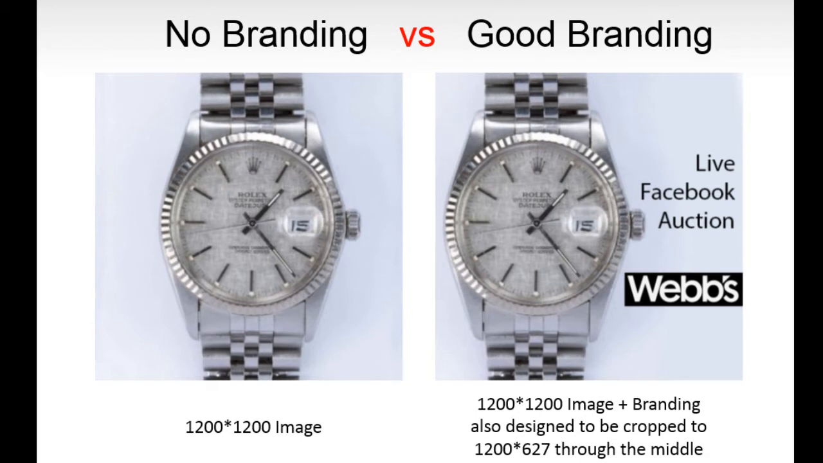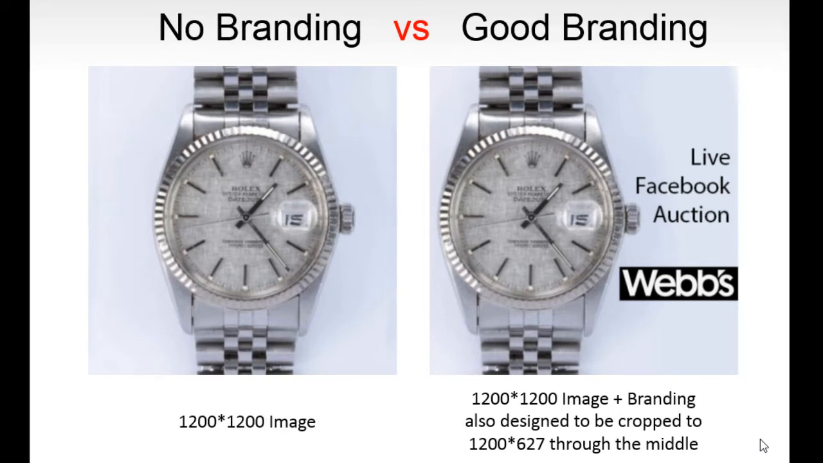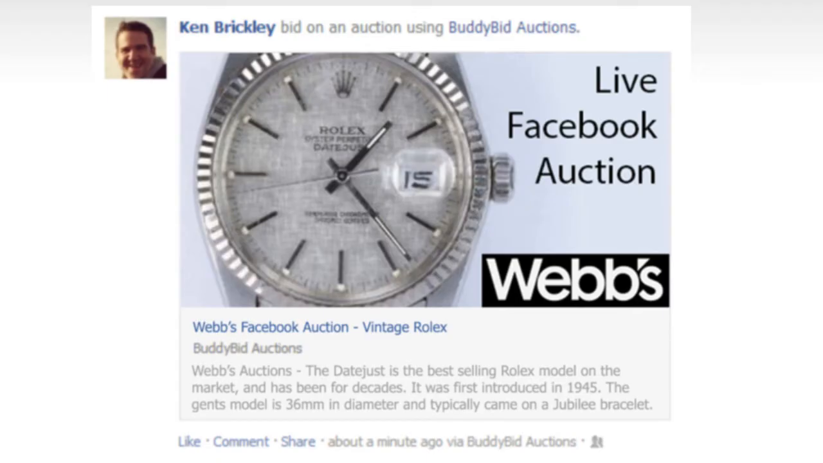So let's go back and have a look at some better ways that we could do it. On the left you can see the primary image that was used with no branding on it whatsoever. On the right we've got a 1200 by 1200 image including branding, and it's designed to be cropped through the middle at 1200 by 627. Now that we've made those modifications, this is what it could have looked like for those 8,600 social actions.